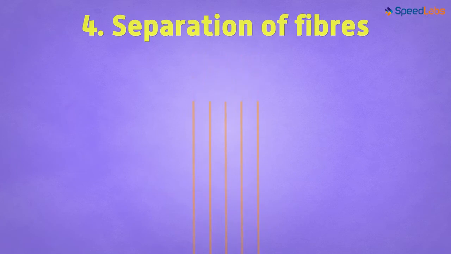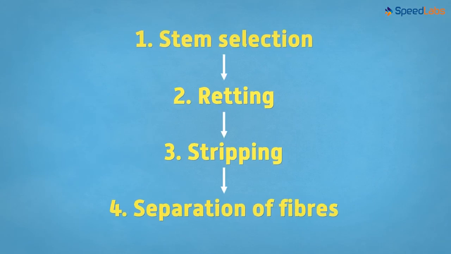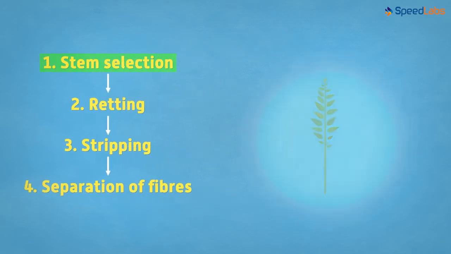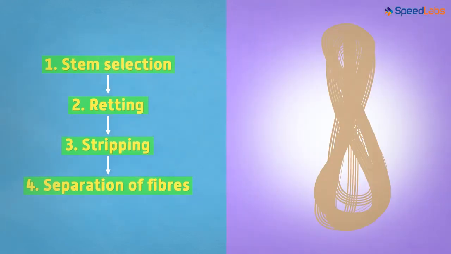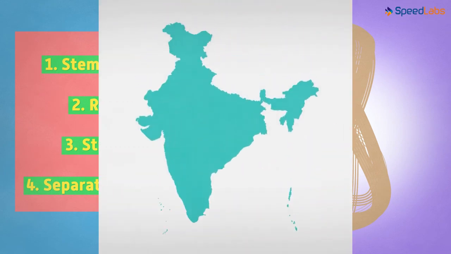The jute plant is usually harvested when it reaches the flowering stage. So if we glance at the process once, it appears somewhat like this. The stem selection step, followed by the retting step, then comes stripping and lastly fiber separation. This is how jute fibers are obtained. Long and cumbersome process. India is one of the major manufacturers of jute fibers.